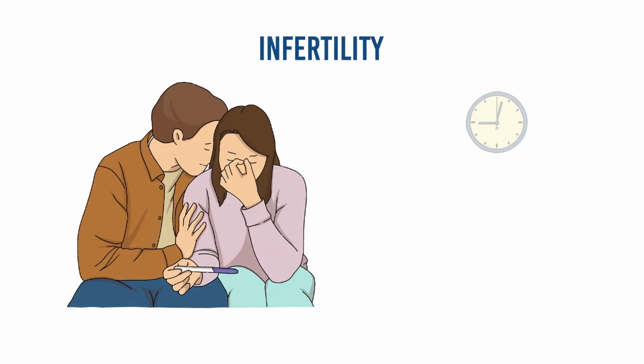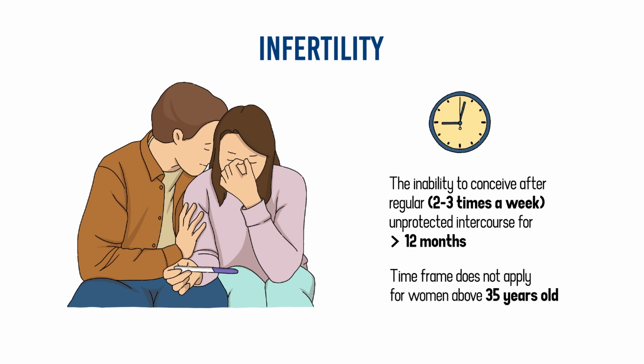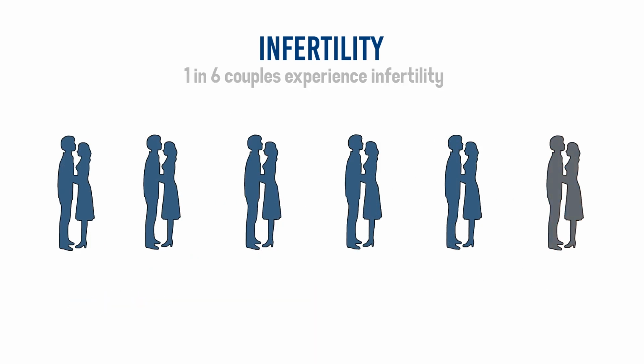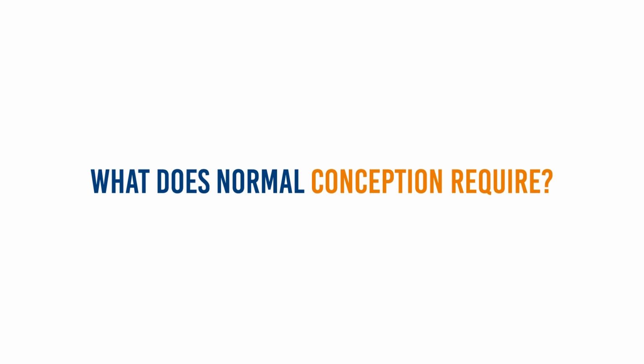Infertility is defined as the inability to conceive after regular unprotected intercourse for more than 12 months, 2 to 3 times a week. This time frame does not apply after the woman is more than 35 years of age. This occurs in 1 in 6 couples. What does normal conception require?